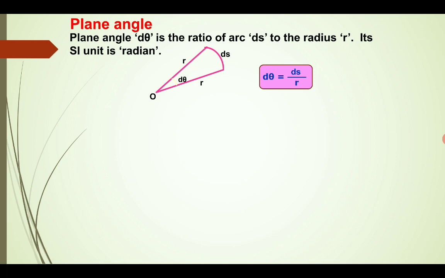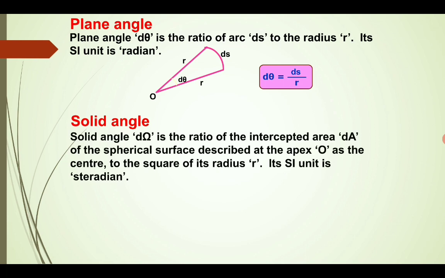So this SI unit is known as radian, but in the case of the solid angle we have something different. d theta is equal to ds upon r, and both are lengths, so the radian is the SI unit for this plane angle. Now if we discuss the solid angle, the SI unit is the steradian, and let us discuss it.